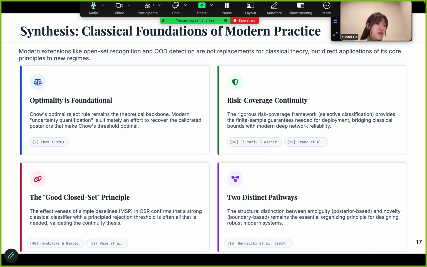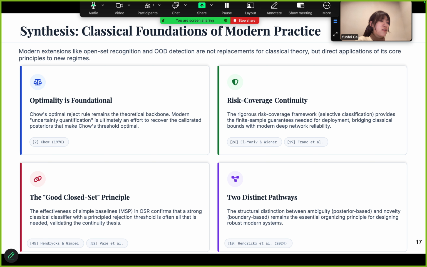The synthesis argument is worth stating explicitly. Modern uncertainty quantification is essentially trying to recover the calibrated posteriors that Chow's rule requires. That is the fundamental goal of temperature scaling, conformal prediction, and trust scores. The framework has not changed. The problem is recovering the inputs Chow assumed.